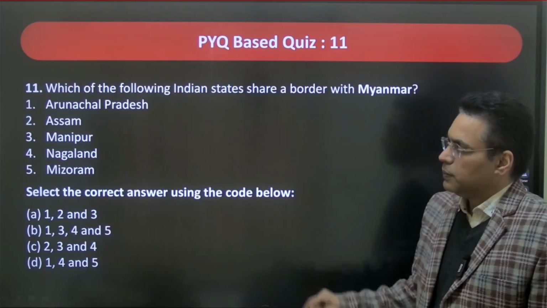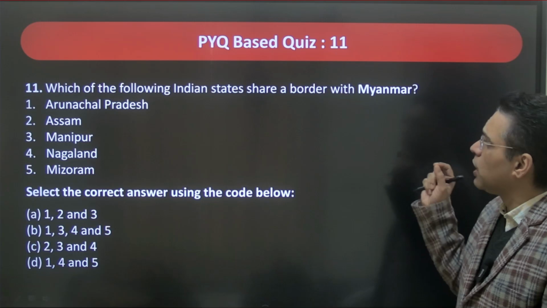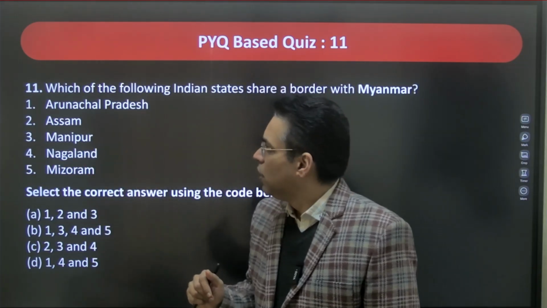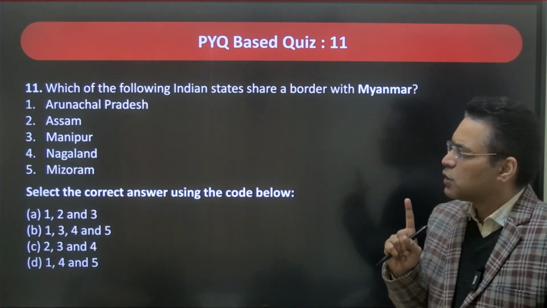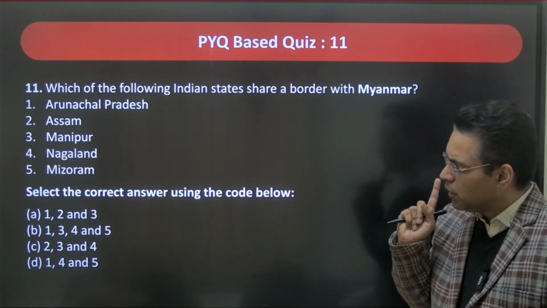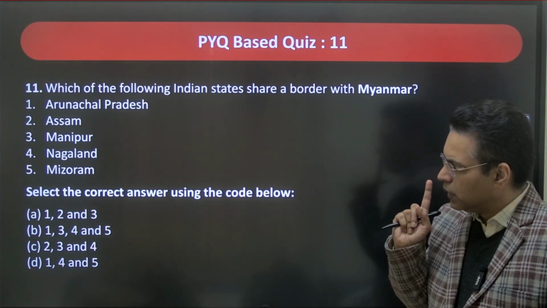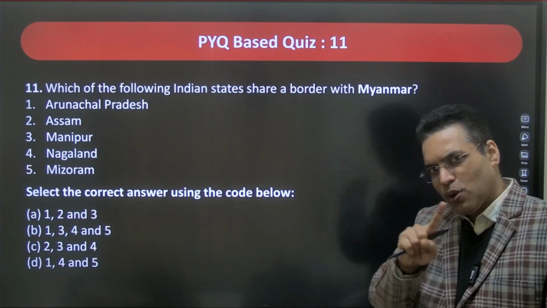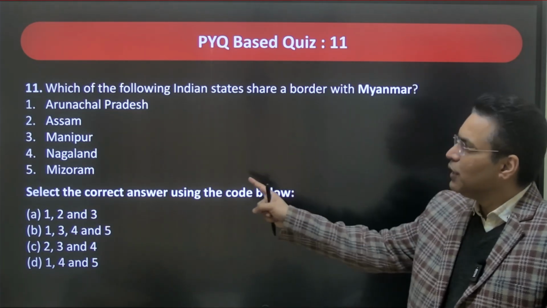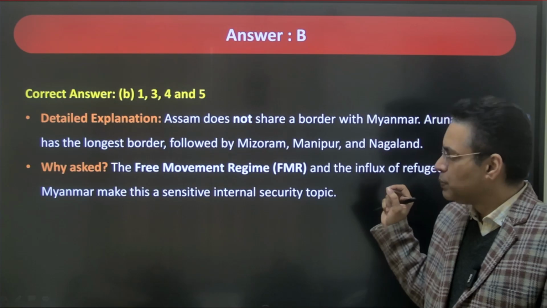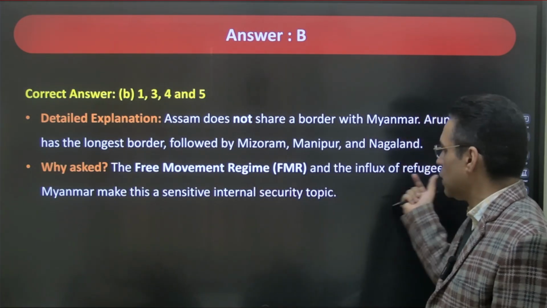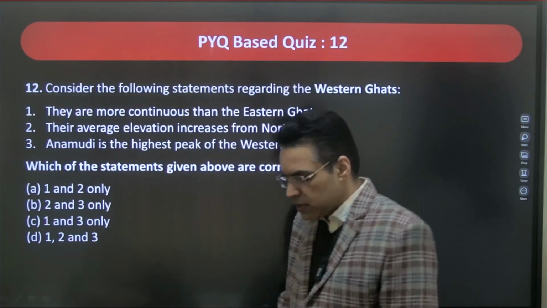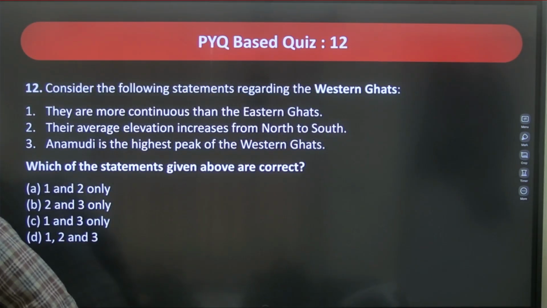Which of the following Indian states border Myanmar? Which of these does not border Myanmar? Ask yourself. Okay, Assam does not touch Myanmar, so 2 is out. So either B or D. Manipur is on the border. Yes, because of Manipur, the whole controversy. Okay, so automatically you can identify that B is the answer. Very simple. Okay, it's a free movement regime, the influx of refugees. Also from Myanmar, there is a drug route. Okay, when you go through that approach, UPSC ka question niklega hi. Nobody can stop you from solving them.